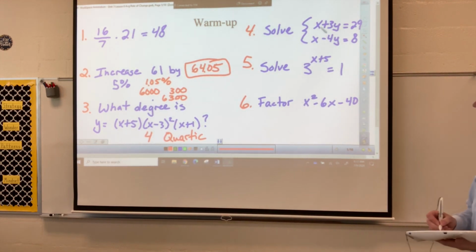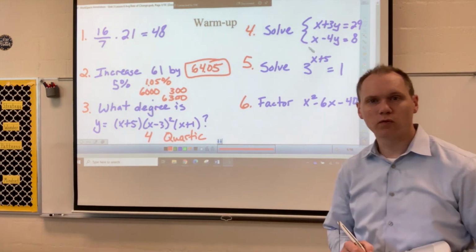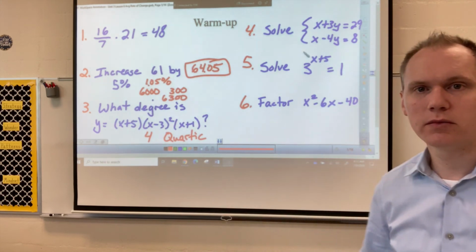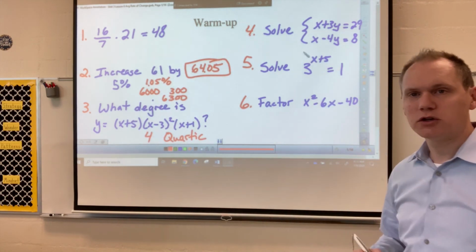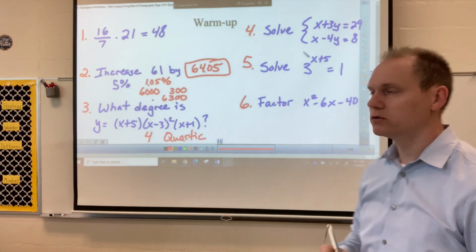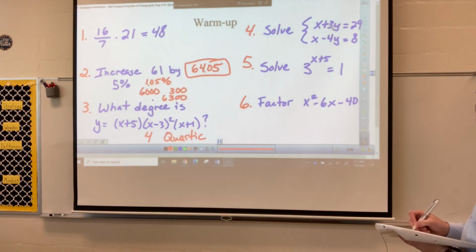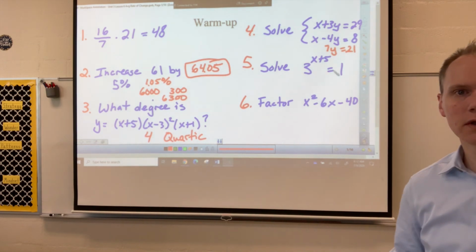All right, number 4. If you notice, the x's both have a coefficient of 1. So if we were to use something called elimination, if you remember that from Integrated 1, we can actually subtract our 2 rows. So x minus x is 0, 3y minus negative 4y is actually going to turn into a plus 4y, so we get 7y. And then 29 minus 8 is 21, so y ends up being 3.